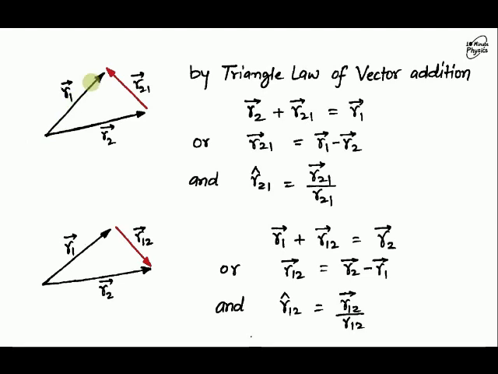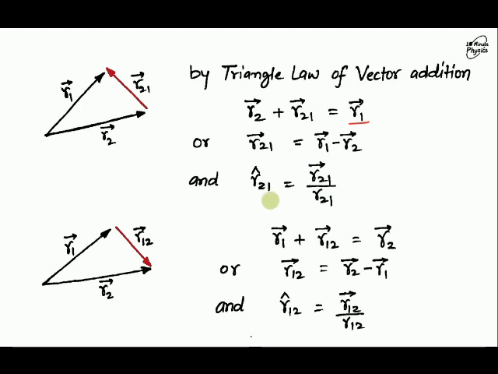Now we want to calculate the R21 value, that is the distance R21 value. So we can write vector R21 is equal to, take R2 to the RHS, it will become minus R2. So vector R21 is equal to vector R1 minus vector R2. And unit vector R21, how will we write it? Unit vector is written as vector R21 divided by R21, that is the vector divided by its magnitude. It is called the unit vector.